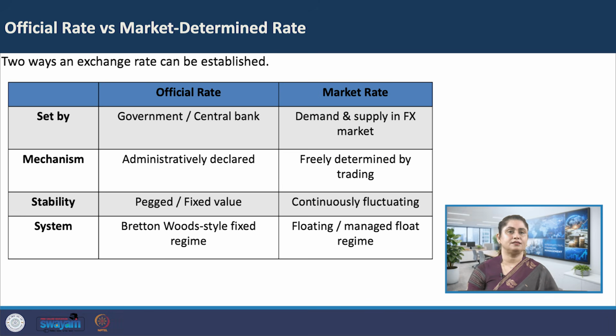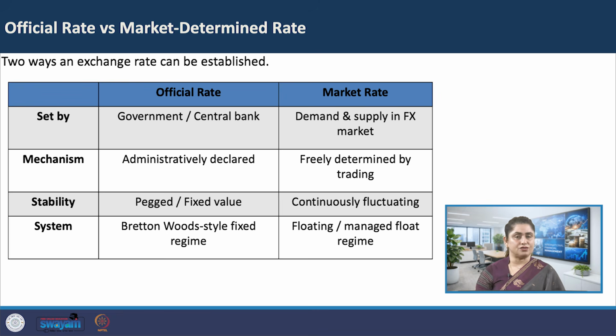Now let's talk about another important term, which is official rate and market determined rate of exchange rate. Now we have a government fixed rate, which is also known as official rate. When the government or central bank officially declares and fixes the exchange rate, it is called the official rate or official exchange rate. This is the rate that government announces and commits to maintain. It is not determined by the market forces. It is administratively set.